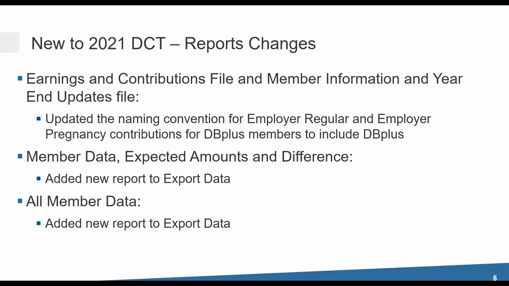The new report is called Member Data, Expected Amounts, and Difference. It displays members' data that you reported, the expected values, and the difference. We also added an all-member data report under Export Data. It is the same report that you will find under Member Data, View, Edit Data, but we've improved the formatting to make it more user-friendly.